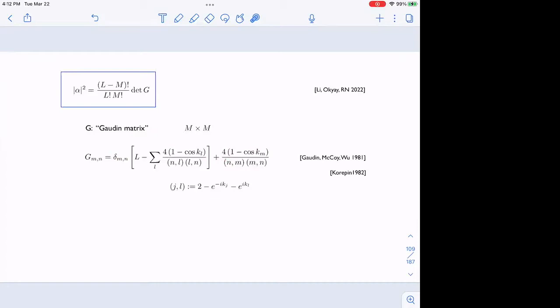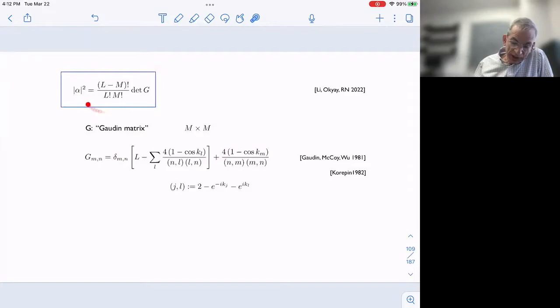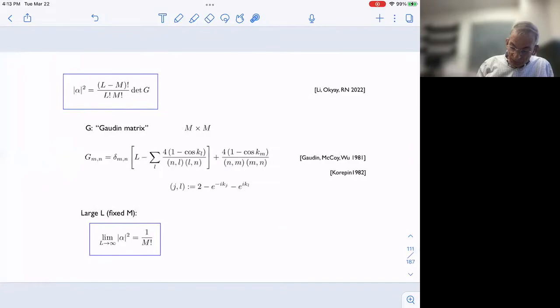Right. So one of the nice things about having this formula is that now you can study how things scale, what happens when the size of the system grows, large L at fixed M. And we argued in this paper that unfortunately, this success probability at large L falls as 1 over m factorial. So as m, the number of particles, the number of magnons, grows, this success probability is going to 0 very, very fast. And we also check this numerically.